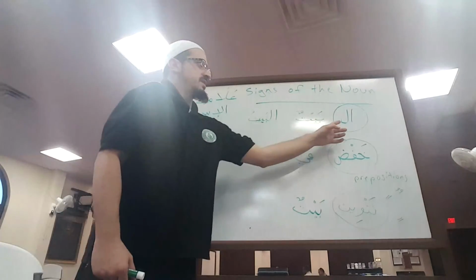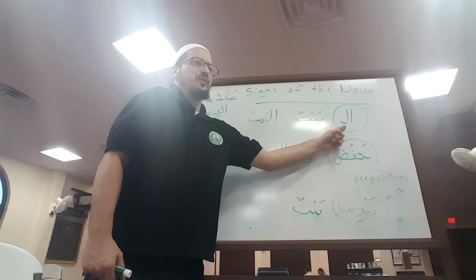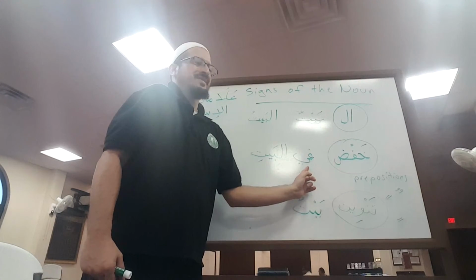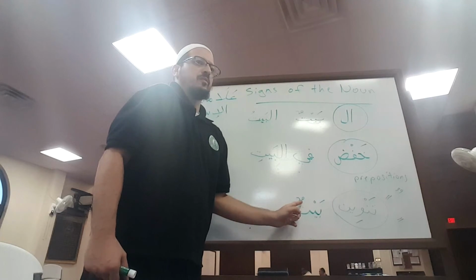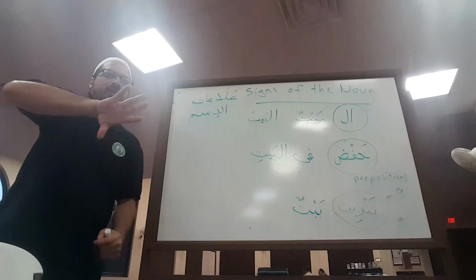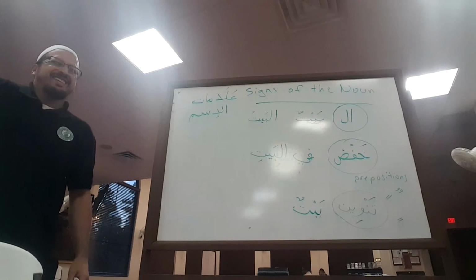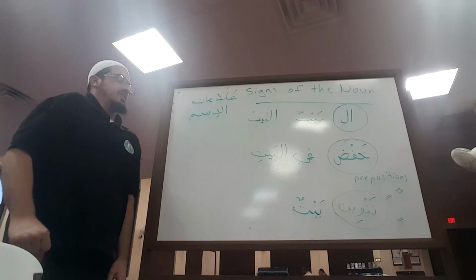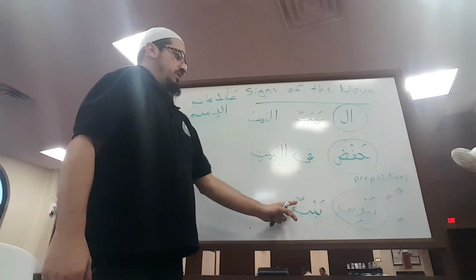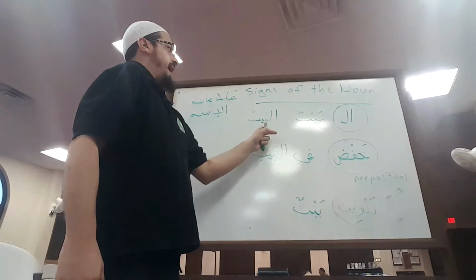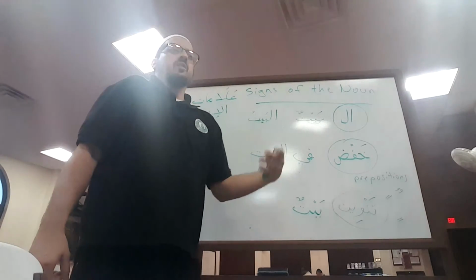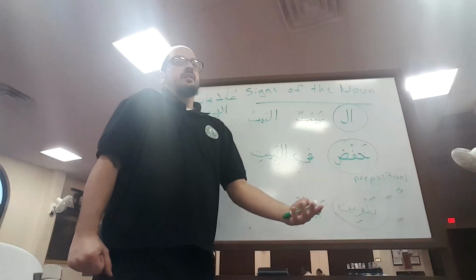If you see this, then don't think it's a verb. If you see this, it cannot precede a verb. If you see this, no verb can carry the double vowels. Alright, so now you already eliminated the verbs. Right? So here, fi al-bayti, baytun, al-baytu, al-Quran, kitab.